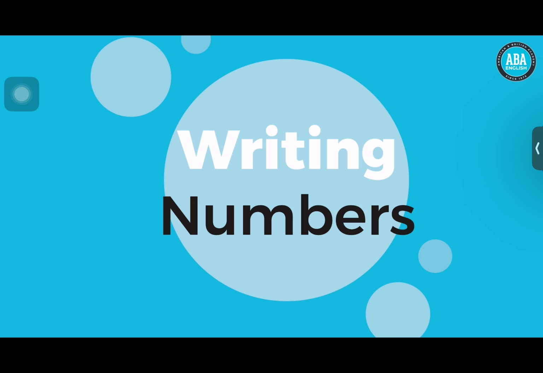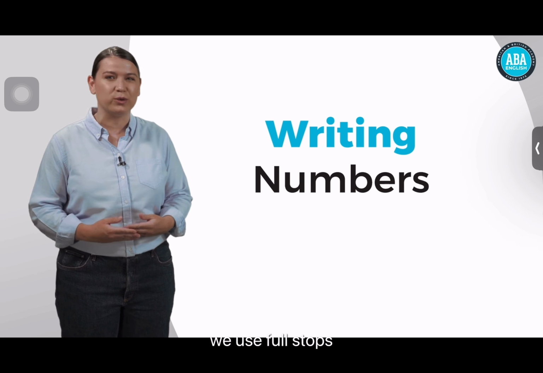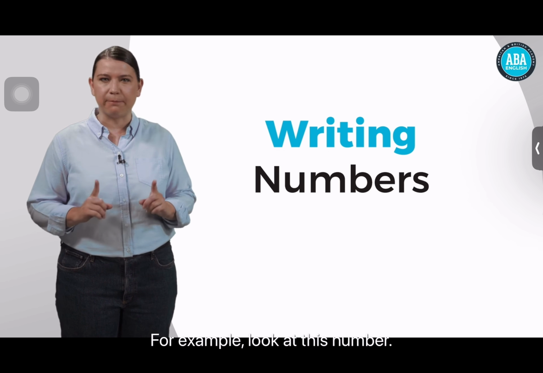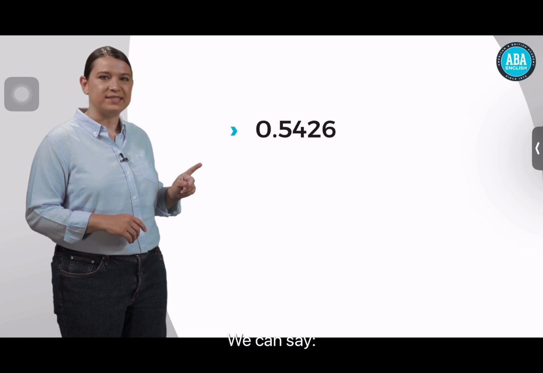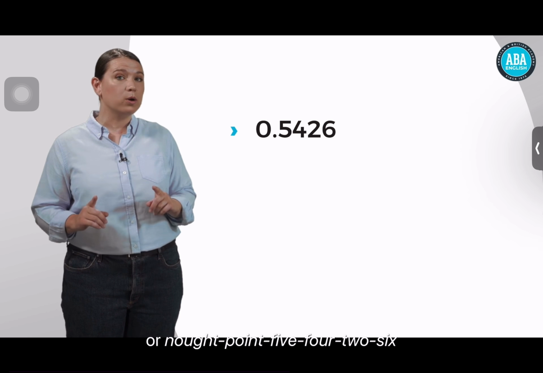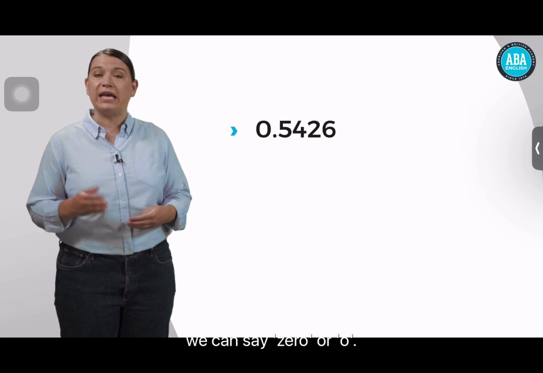Writing numbers. Remember that when we write numbers in English, we use full stops and not commas with decimals. For example, look at this number. We can say 0.5426 or not 0.5426. When we're giving phone numbers, we can say 0 or O.